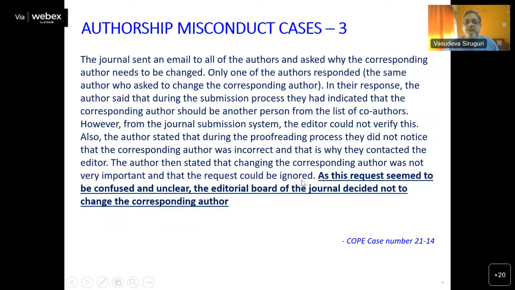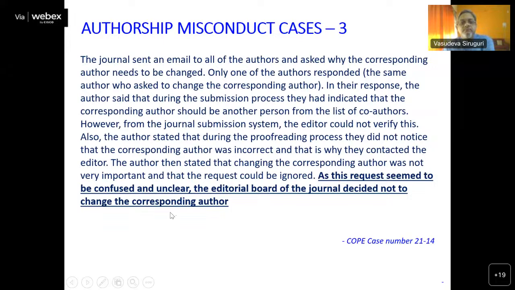And then they stated that changing the corresponding author was not very important. The request could be ignored. So finally, you see that someone who is unethical has been trying his best to do something unethical. Okay, and once they find that they are unable to get their way, they'll again say that okay, fine, let the status quo be maintained, let it go as it is.